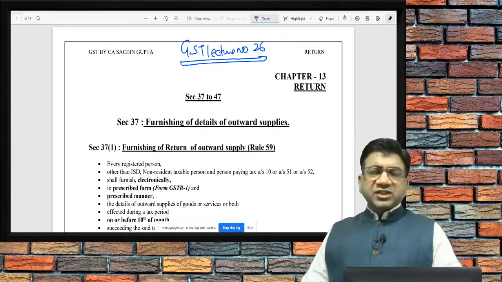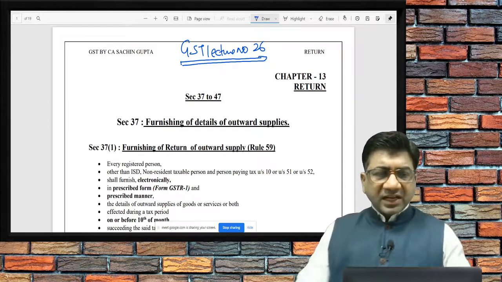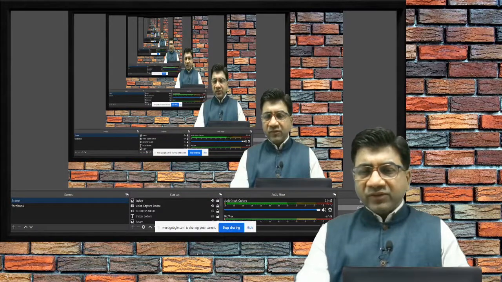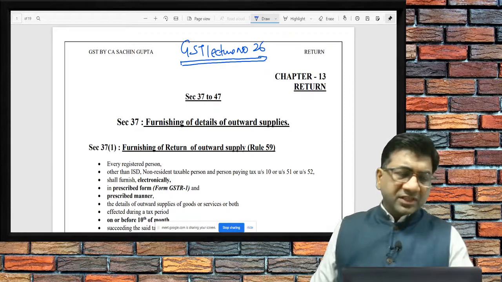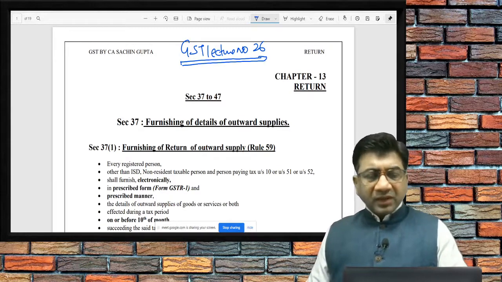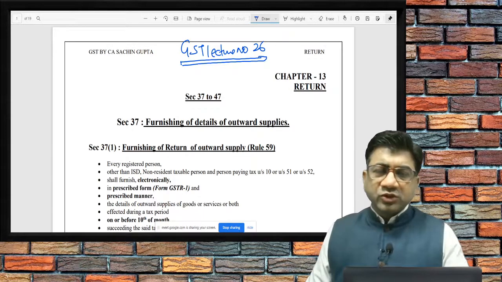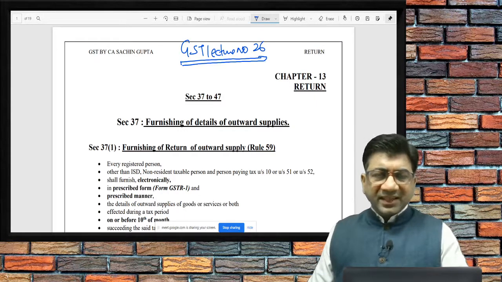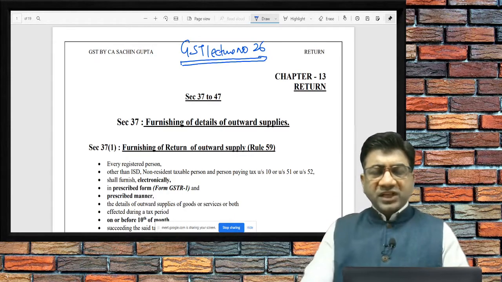GST lecture number 26, furnishing of returns. We have done registration, who is liable to get himself registered, how to claim ITC, what is supply, and many things we have learned. As you know, getting good marks depends upon your memory and the things which you retain. So it's very important for the next 2 months to retain things so that if a question comes in the exam, you can recall from which section it is coming.